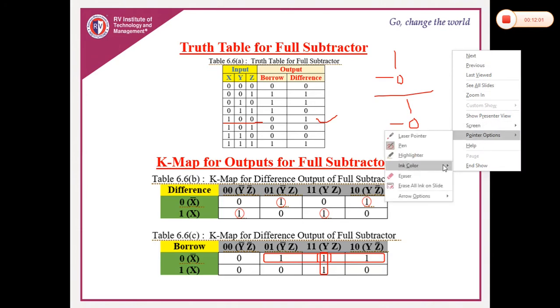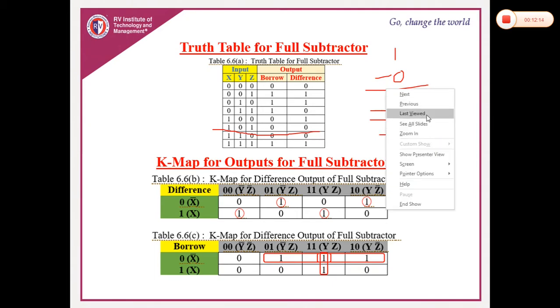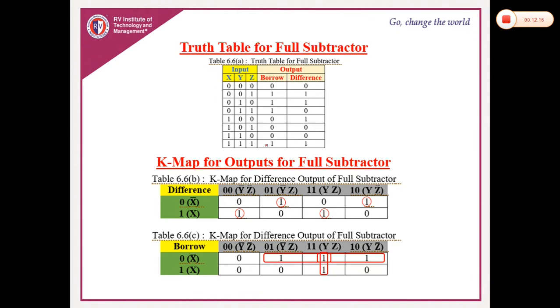Next combination we will see 1 0 1. So 1 minus 0 is again 1, and minus 1 because z is 1. So 1 minus 1 is 0, and we have not taken any borrow, so 0 0. Next, the last two cases, 1 1 0. 1 minus 1 is 0, and minus 0 is again 0. We have not taken borrow, so it is 0, and the difference is also 0.